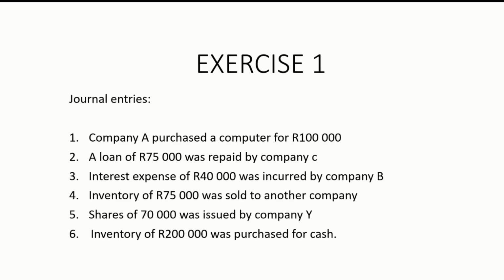The last one: inventory of 200,000 was purchased for cash. What is the journal entry? You debit the inventory asset of 200,000 and then you credit bank because your cash is decreasing. Excellent, guys. 100%. So I'm debiting my inventory, an asset, because inventory has increased, and I'm crediting bank or cash because the cash has gone down. Good.